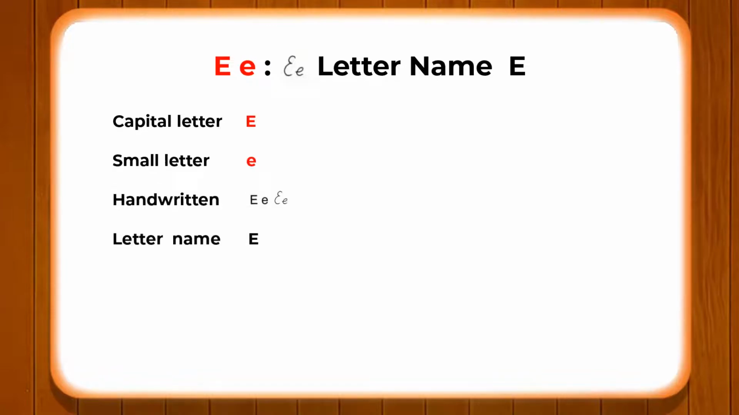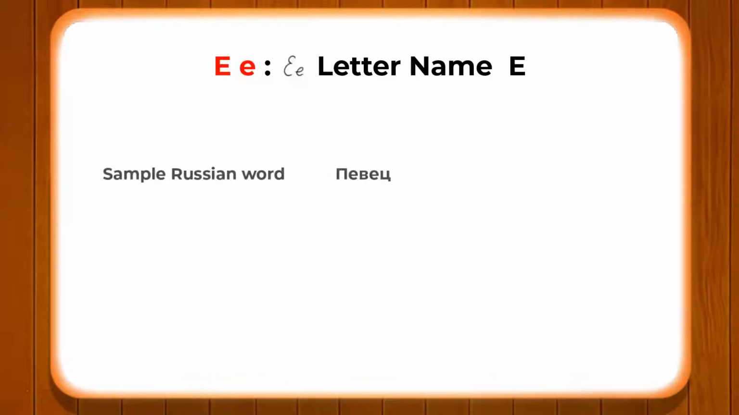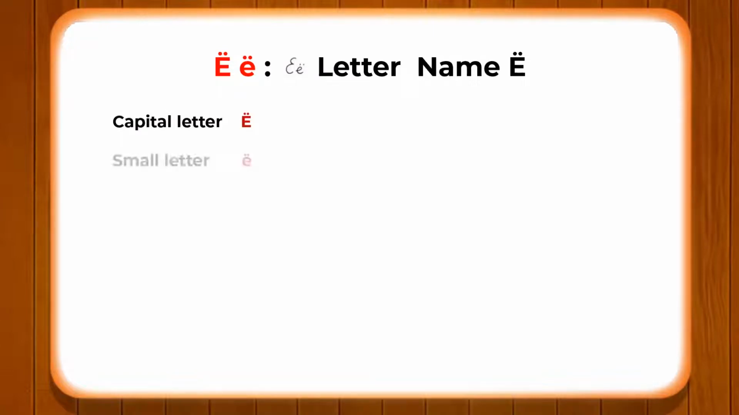The next letter is Ye. Here you can see how the letter Ye is written in capital and small, and here we have given an English approximation in the word pay. So, the sound of Ye is as the letter A in the word pay, and we have used the Russian word pevets, which means singer. Right, now let us go to the next letter.